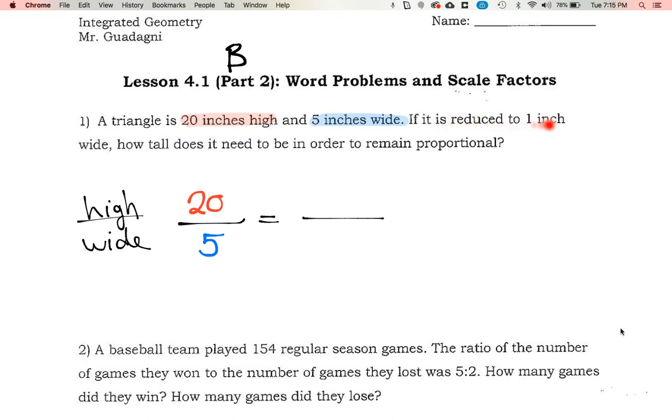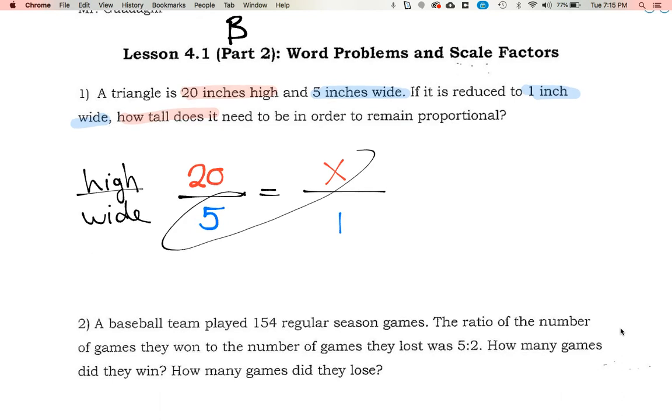So if it is reduced to 1 inch wide, so 1 inch wide tells me that's a blue number. So 1 inch wide. How tall? So we don't know how high it's going to be. That's where our x is going to go. There are 4 different ways that that could be set up, because we can flip both of those fractions. We could flop the fractions left to right. It doesn't matter as long as our cross products give us 5x equals 20.